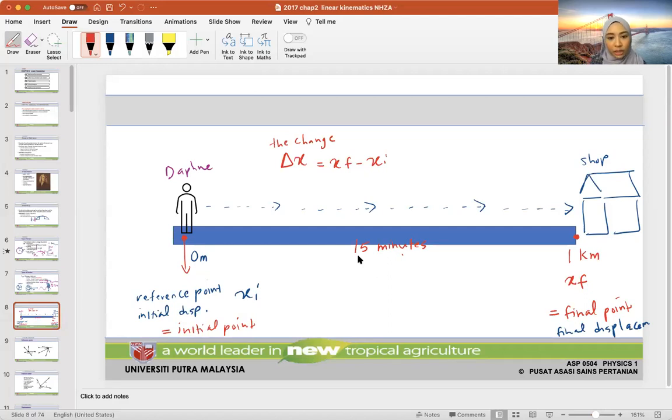Now I'm asking, what is the speed for Daphne to reach the shop? What was her average velocity, or her average speed? We can calculate speed by this equation: speed is delta x over delta t. Delta x we know is x final minus x initial. What about our t? It's just 15 minutes.